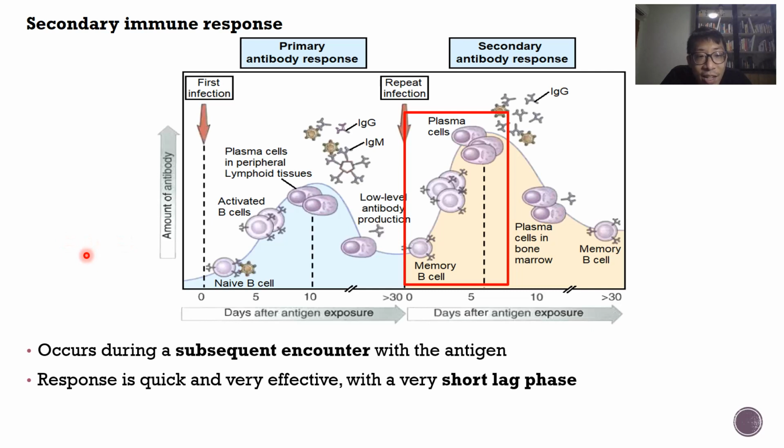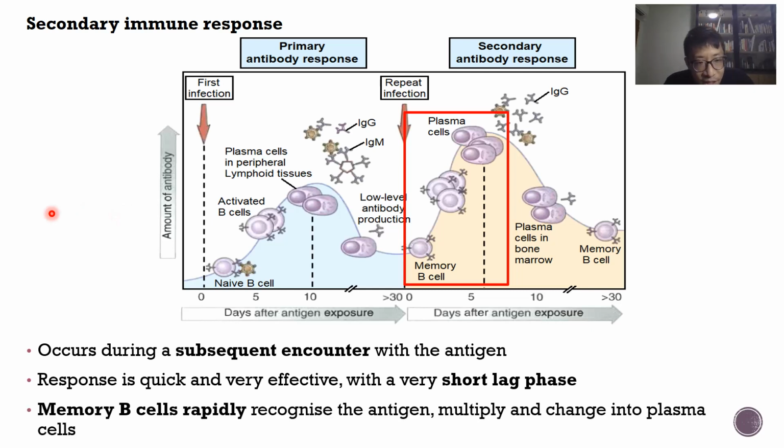That's why the differentiation into the plasma cells is much quicker, and antibodies are produced much quicker. So in this graph, it takes about 5 days, which is about half the time of the primary immune response given in this graph. Just this graph alone. Normally it will still take maybe 1 to 2 days, but it will be much quicker than the primary immune response.